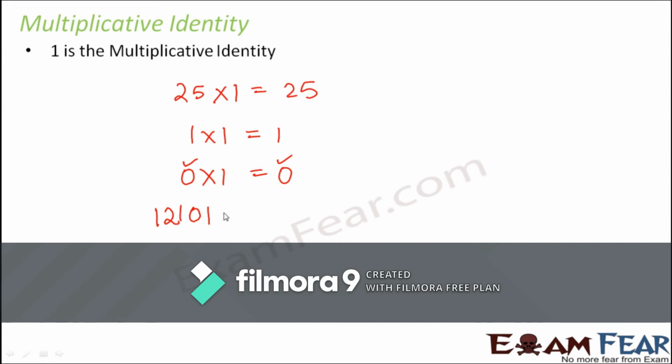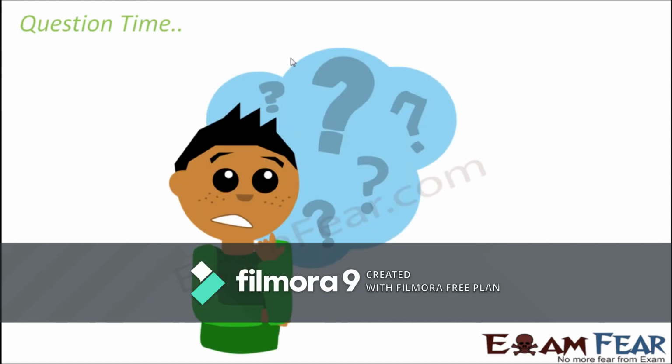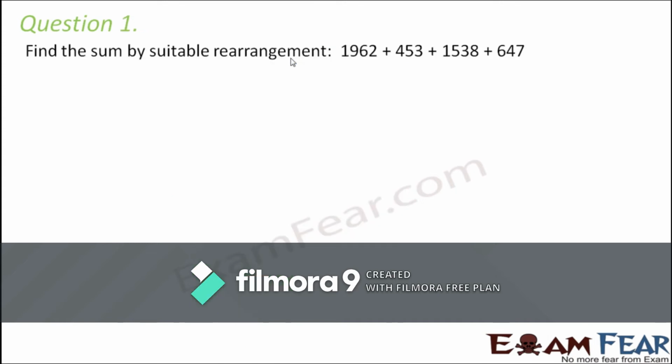You consider a bigger number like this, 12,101. When multiplied with 1, it gives 12,101. So that is why 1 is called multiplicative identity. Whenever you multiply it to any whole number, the result will be the same whole number. We have discussed this so far. Let us now try to look at some of the questions.